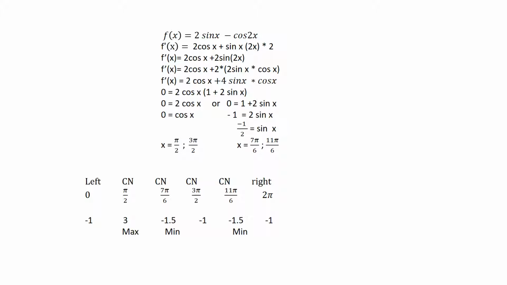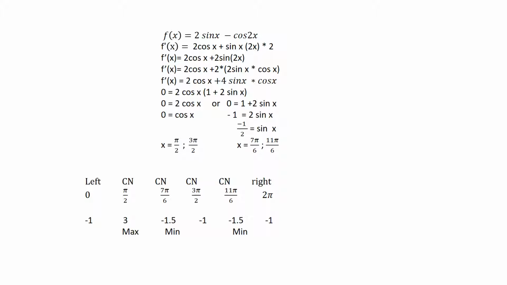In this video, we're going to find the critical numbers and the absolute maximum and absolute minimum values of the following functions on the given intervals. The first problem is f of x equals 2 times the sine of x minus cosine 2x. And we're looking at the equation on the interval 0 to 2 pi.